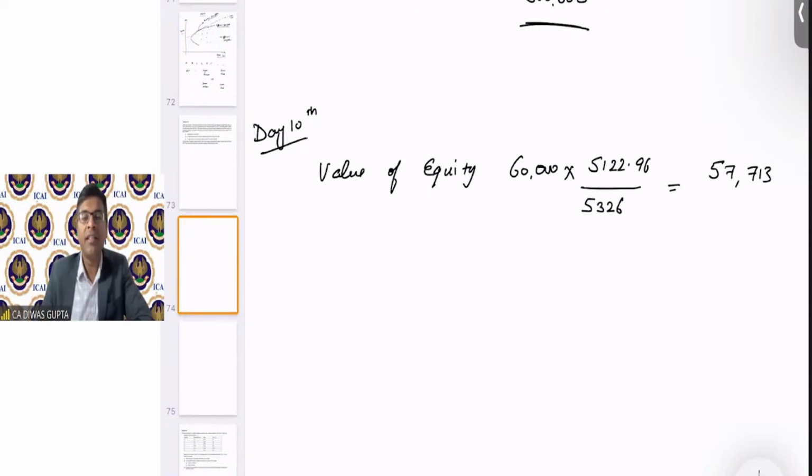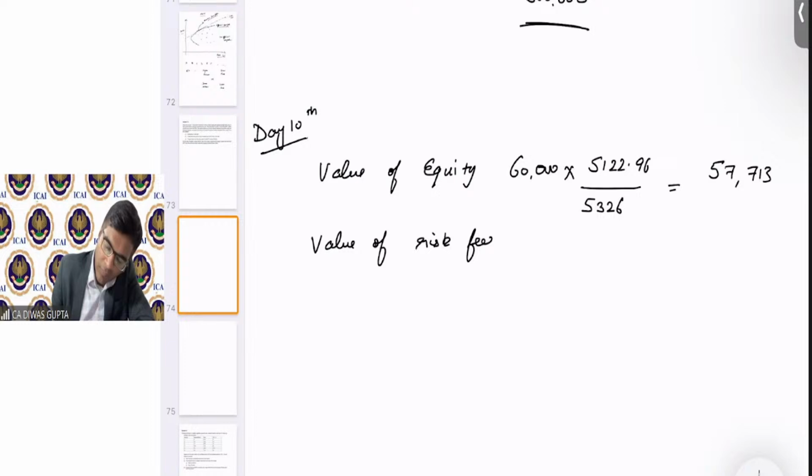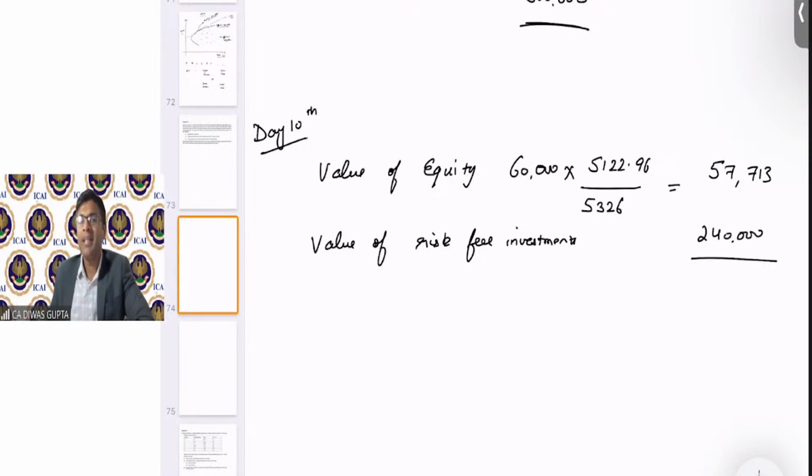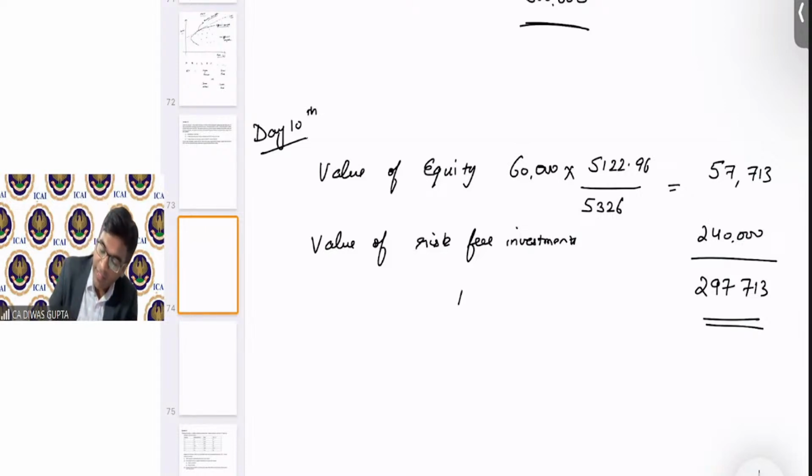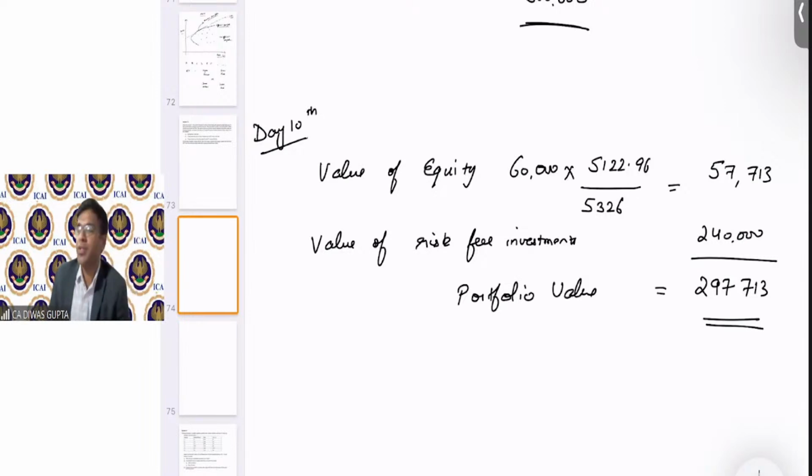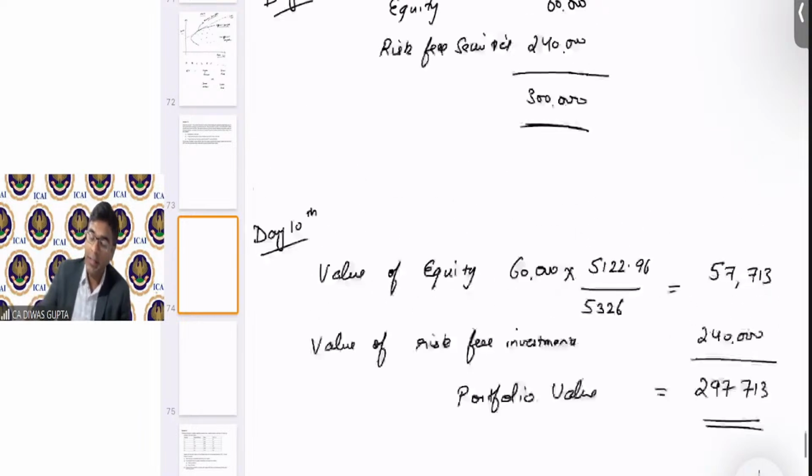Then, if 57,713 is the value of equity, what is the value of risk-free investments? 2,40,000. These are going to remain same, right? What is the overall value now? 2,97,713. Now, students, just see the revised portfolio value after 10 days is this much.